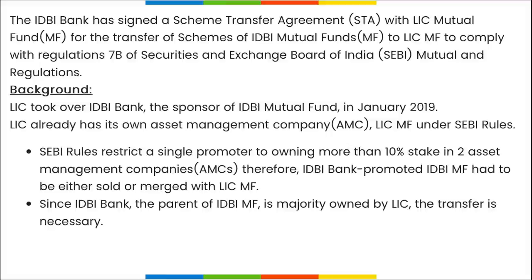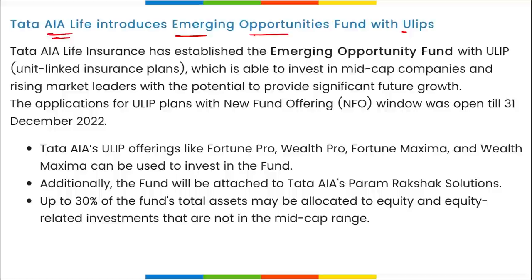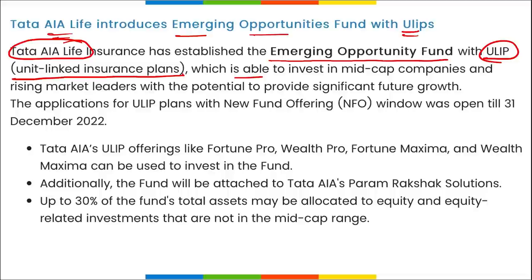Next, Tata AIA Life introduced the Emerging Opportunities Fund with ULIPs. I repeat, Tata AIA Life Insurance has established the Emerging Opportunity Fund with Unit Linked Insurance Plan, that is your ULIP, which is able to invest in the mid-cap companies and rising market leaders with the potential to provide significant future growth. The application for the ULIP plans with the new fund offering window was open till 31st of December 2022.